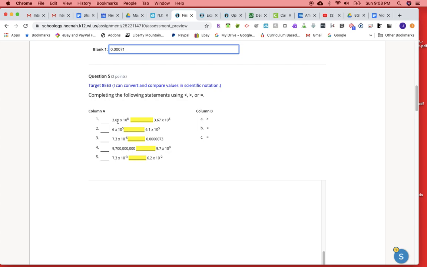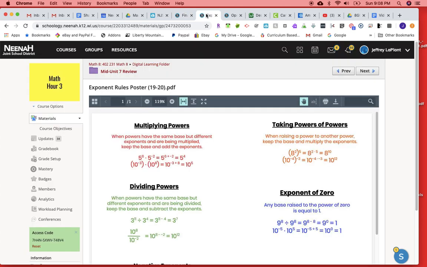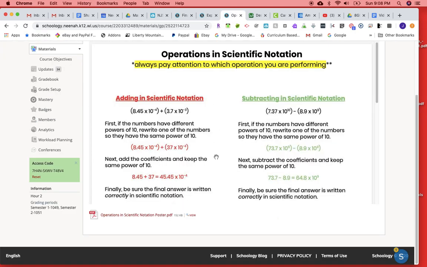So we have 3.67 times 10 to the 8th equals 3.67 times 10 to the 6th. So what we need to do first is look at our poster here.